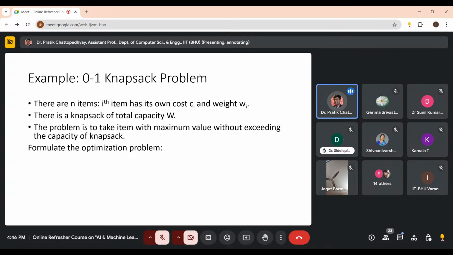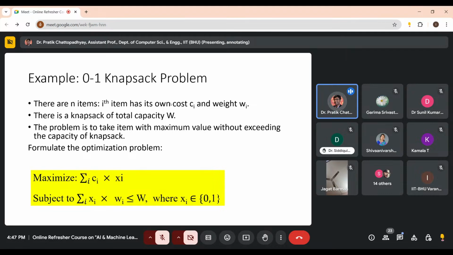Another example is the 0-1 knapsack problem. So how is it defined? There are n items, and for each item we have some cost and some weight, and we have a bag of capacity W. I want to take these items in my bag, so my total weight should not exceed W. Each item has some weight associated, but I want to maximize the cost of the items that I am taking. So this diagram will help us understand.